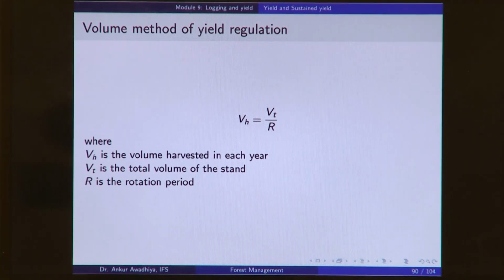Now, another method of yield regulation is the volume method. Now, the volume method is a slight improvement of the area method. It says that the volume that should be harvested every year is equal to the total volume divided by the rotation period. So, what this method is saying is that you figure out the total volume of timber that you have, that is the growing stock that you have, divided by the rotation period, and you will reach a point where you can say that this is the amount of timber that I should be extracting every year.